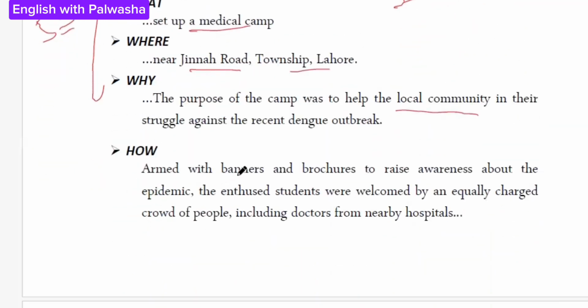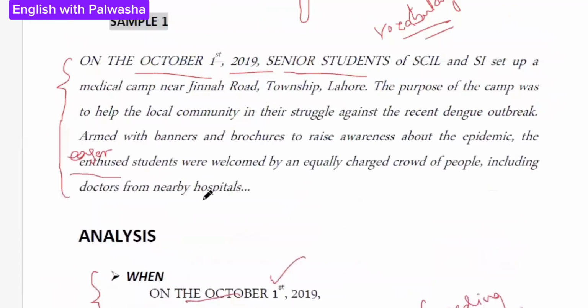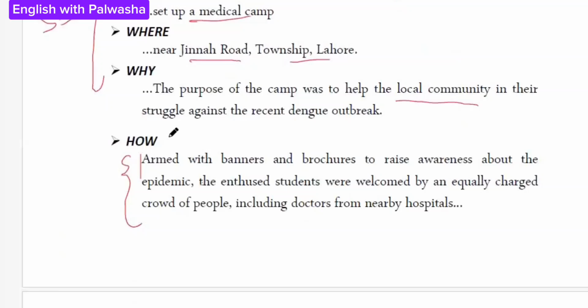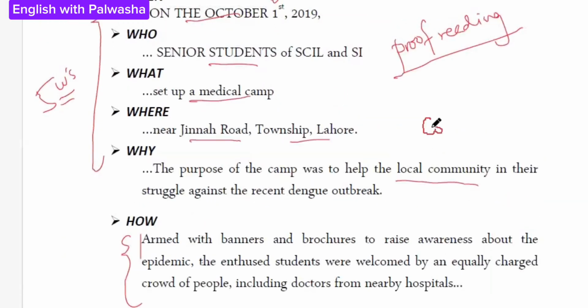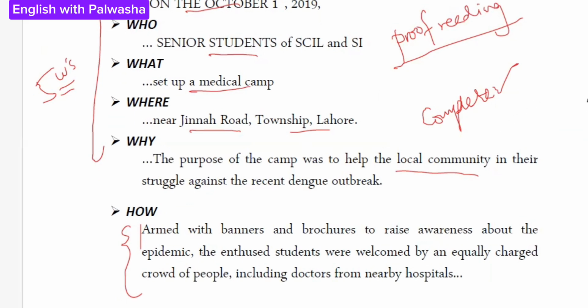How? Armed with banners and brochures to raise awareness about the epidemic. So this is the how, which is actually accomplished in the introduction. So if you are accomplishing all these five W's and the H in the introduction, it means that your introduction is a complete, jam-packed introduction, and you are definitely going to score very good marks, because the introduction is the first impression, all right?